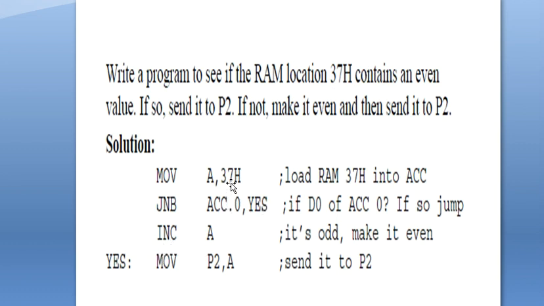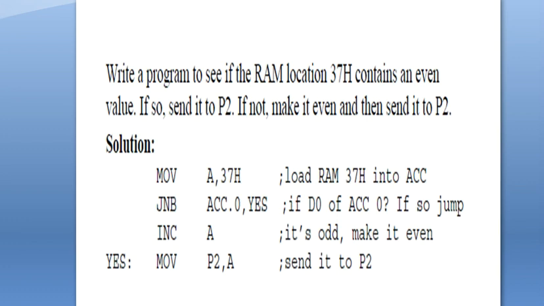Suppose 37H contains some 5, right? So 5 is an odd number. In the sense, the accumulator's content will be 0101, right? So the last bit, the 0th bit, will obviously be 1. In the sense this will not be true, then it will go for the next instruction, that is, it will be incrementing. So the accumulator content is made 5 to 6, right? So incremented by 1, in the sense 5 was made to 6, then that will be loaded to P2, right? So send to P2, right? So this is how this program is going to execute.